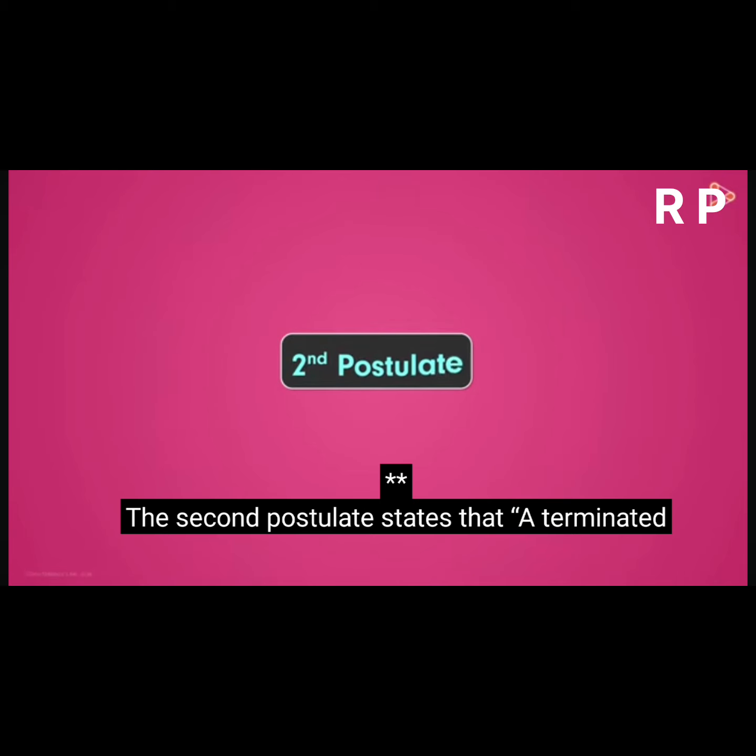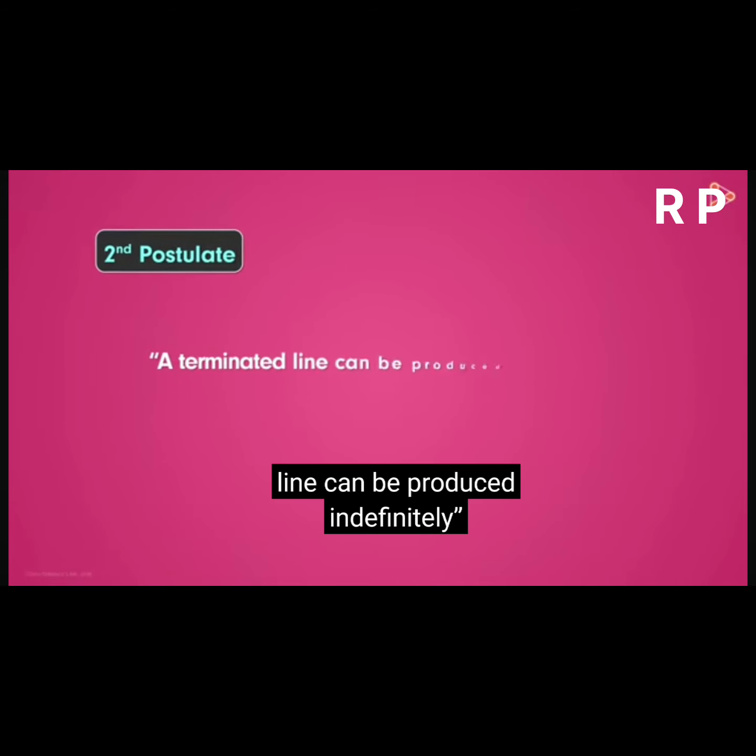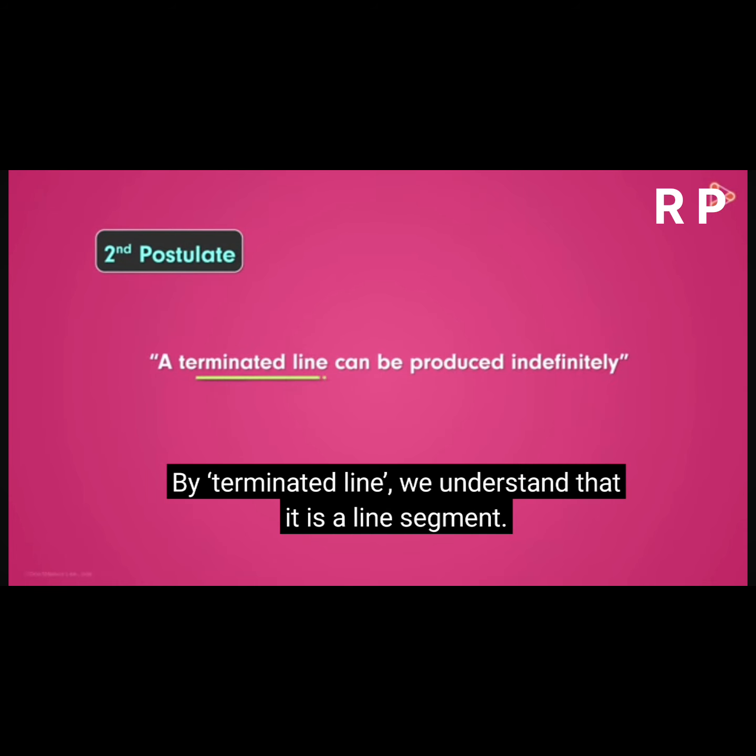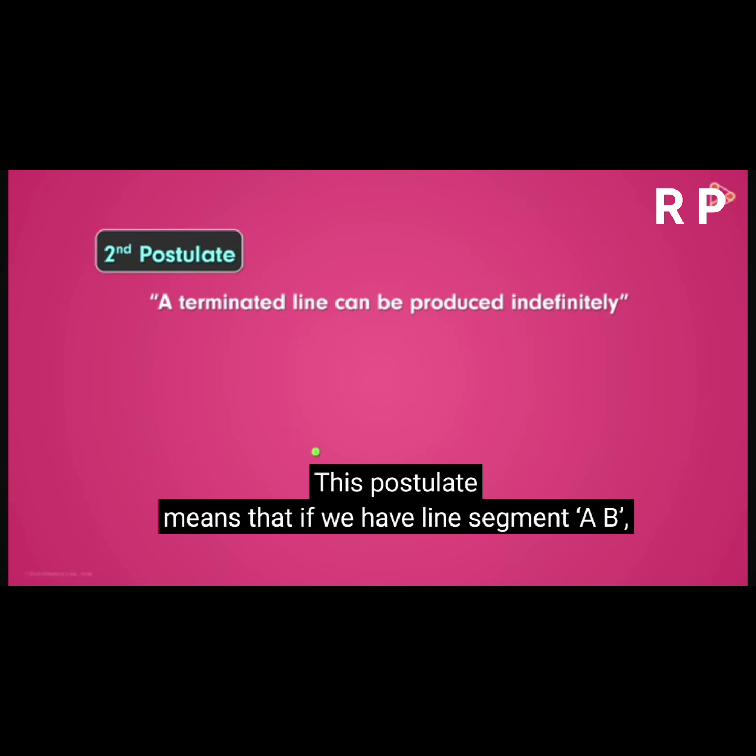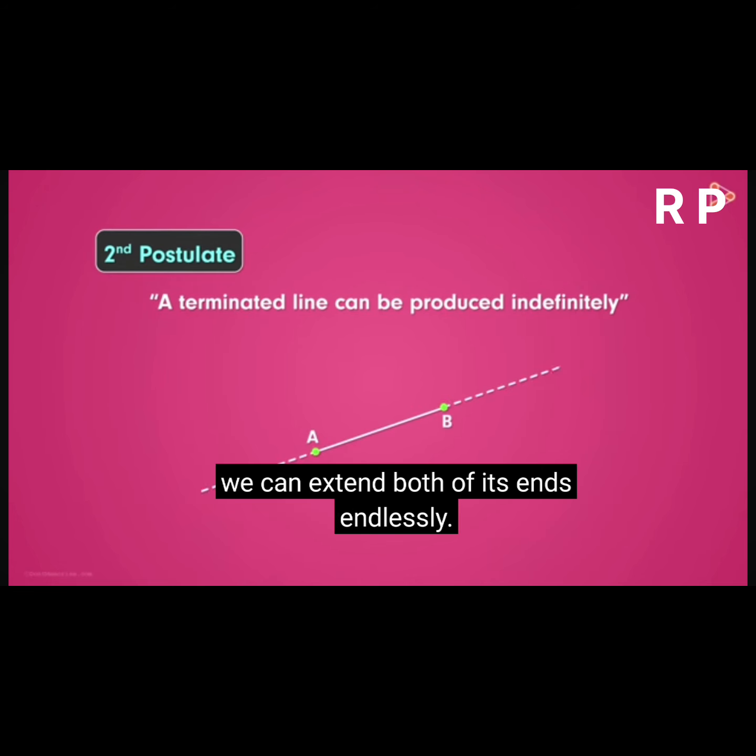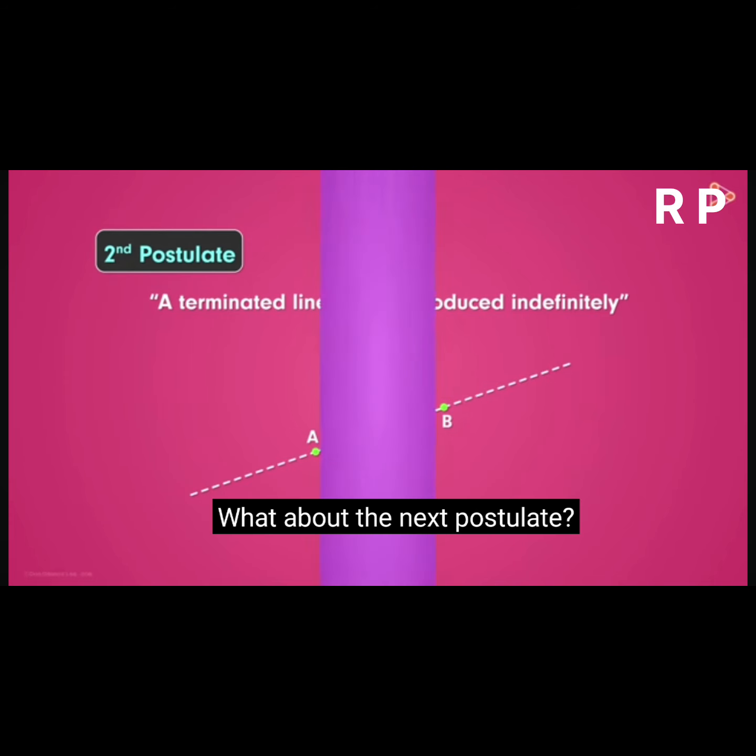The second postulate states that a terminated line can be produced indefinitely. By terminated line, we understand that it's a line segment. This postulate means that if we have a line segment AB, we can extend both its ends endlessly. What about the next postulate?